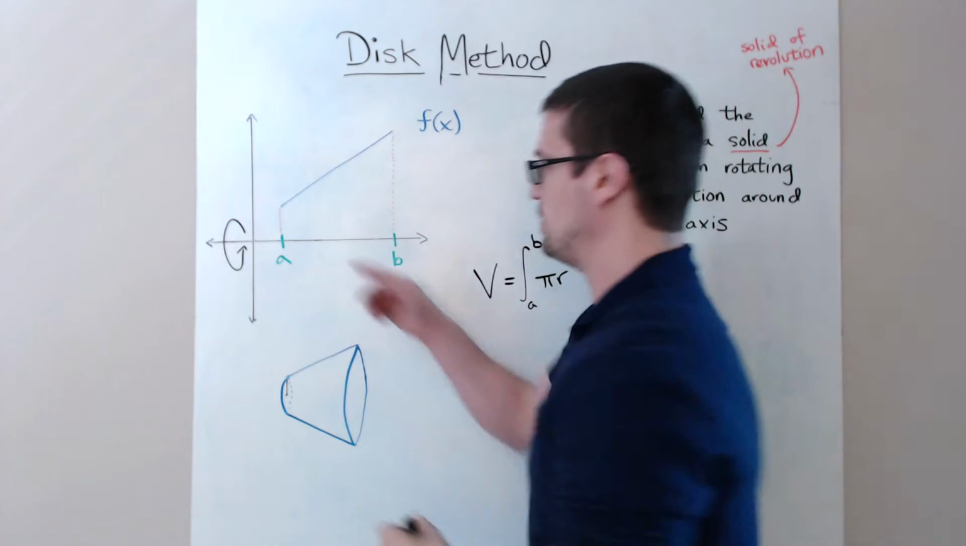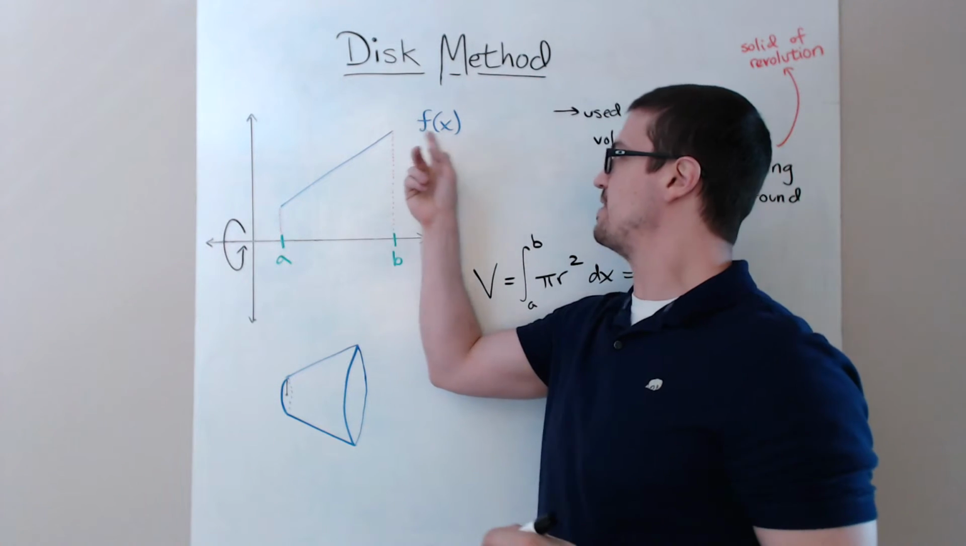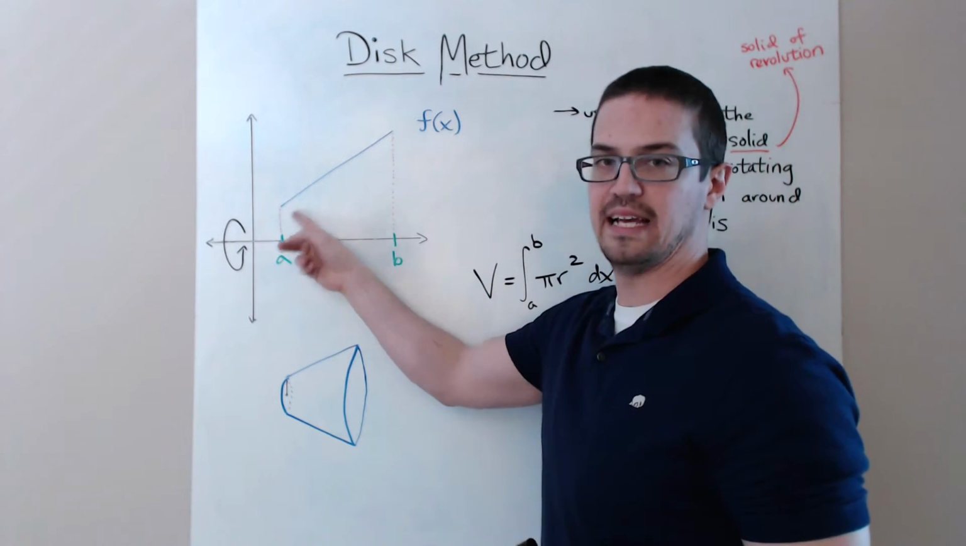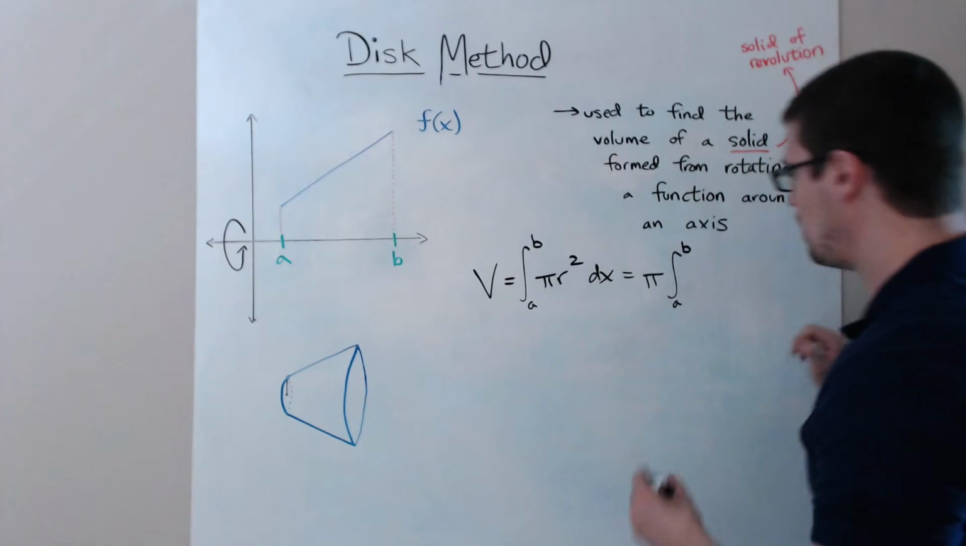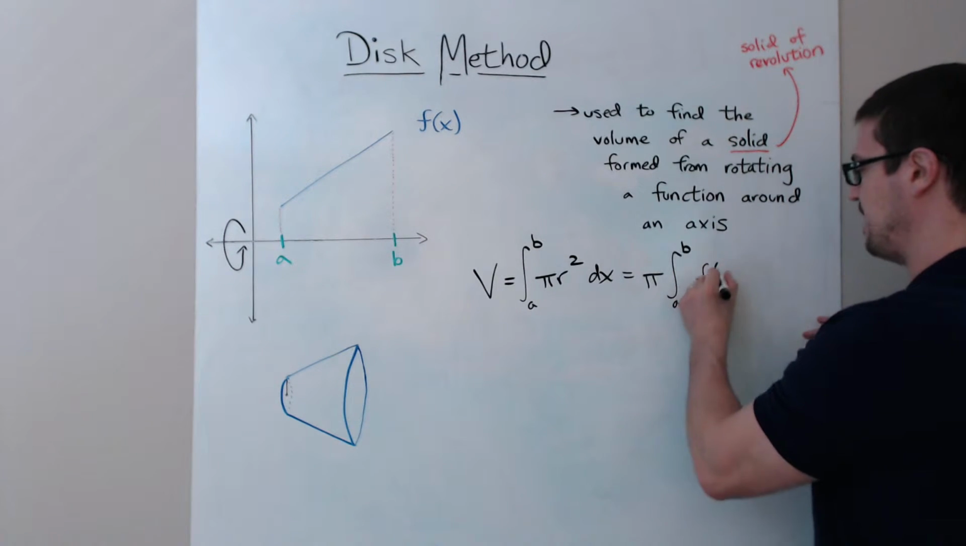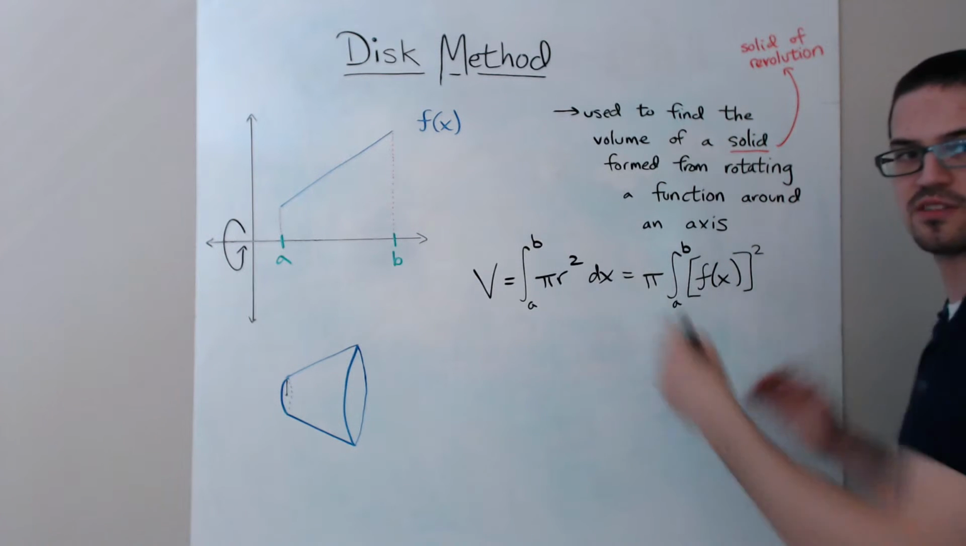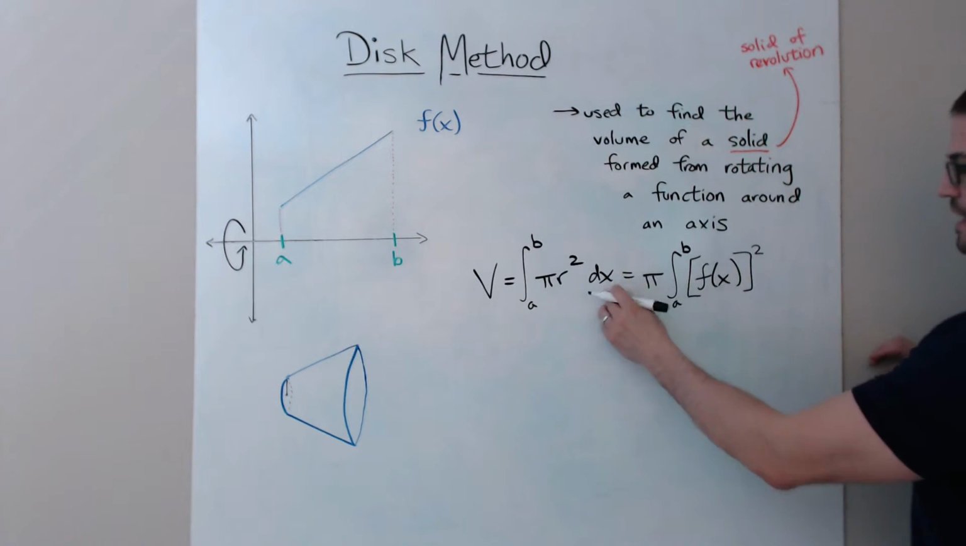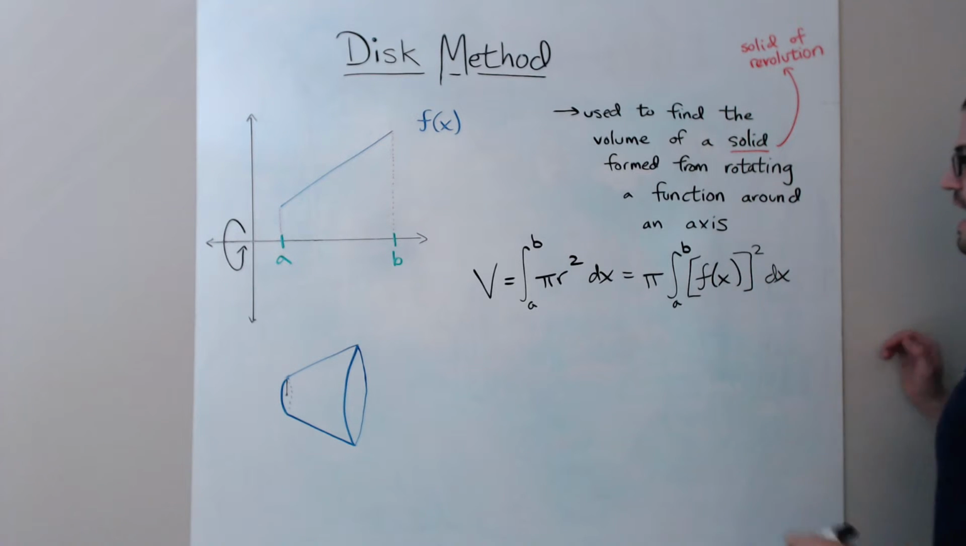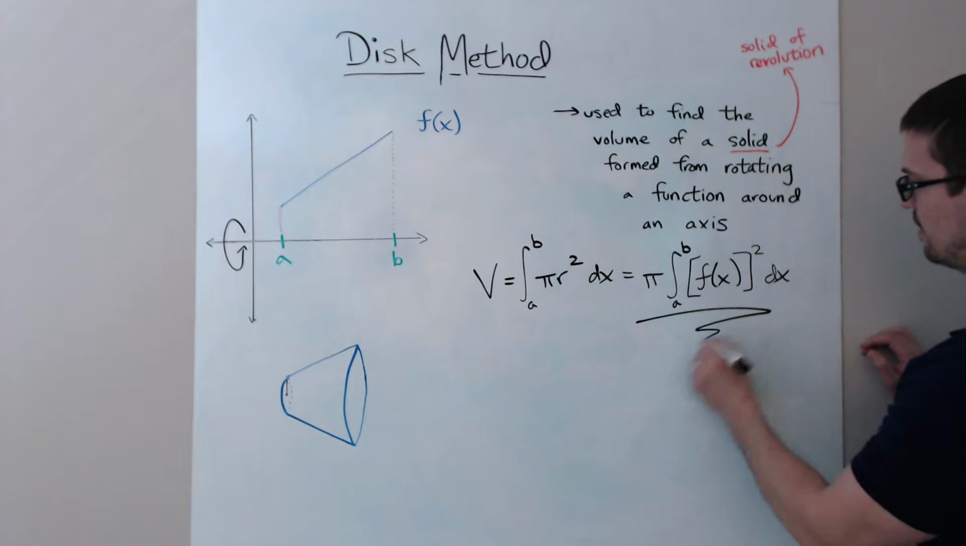So this y value is based on this f of x. Whatever the x is, that tells you what the y is for this function. So instead of using r, we're just going to put in f of x and square it because the r is squared as well. Okay, then I'm just going to multiply by the dx right here, and we end up with the disk method.